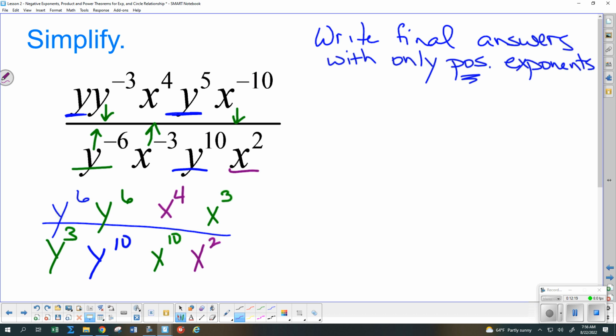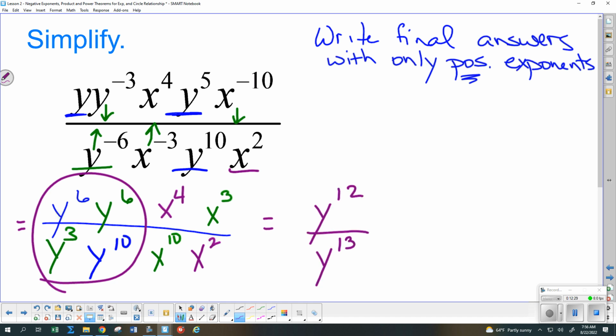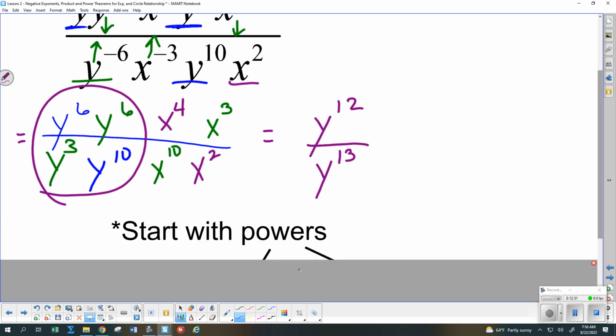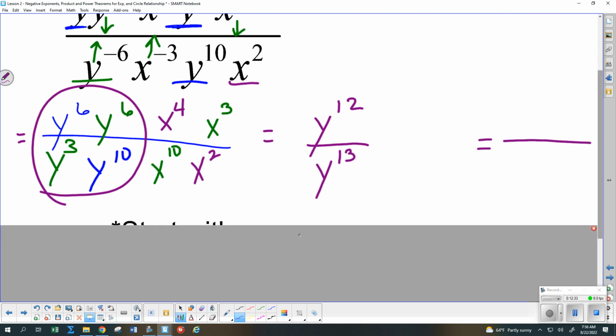Then, if I put my y's together, I have y to the 12th in the numerator, y to the 13th in the denominator, which is going to be just a y in the denominator. And if I put my x's together, I have how many in the numerator? And how many in the denominator? And how many extras and where?